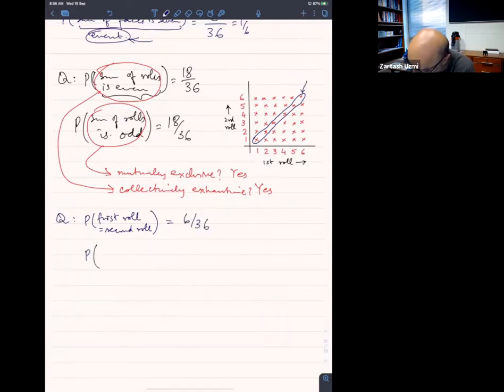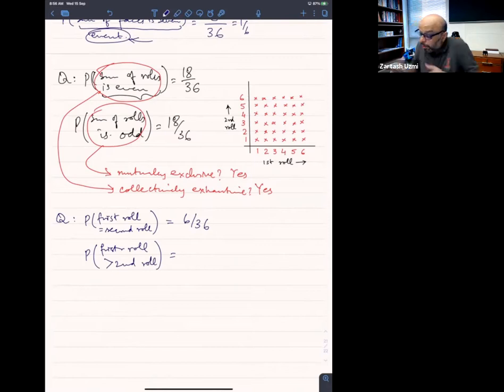What is the probability that first row is greater than the second row? Is greater than the second row. So I'm going to erase this for a little bit and then ask this question. What is the probability that the first row is greater than the second row? Try to find out where are those points. Where are those points? First row is larger than the second row.